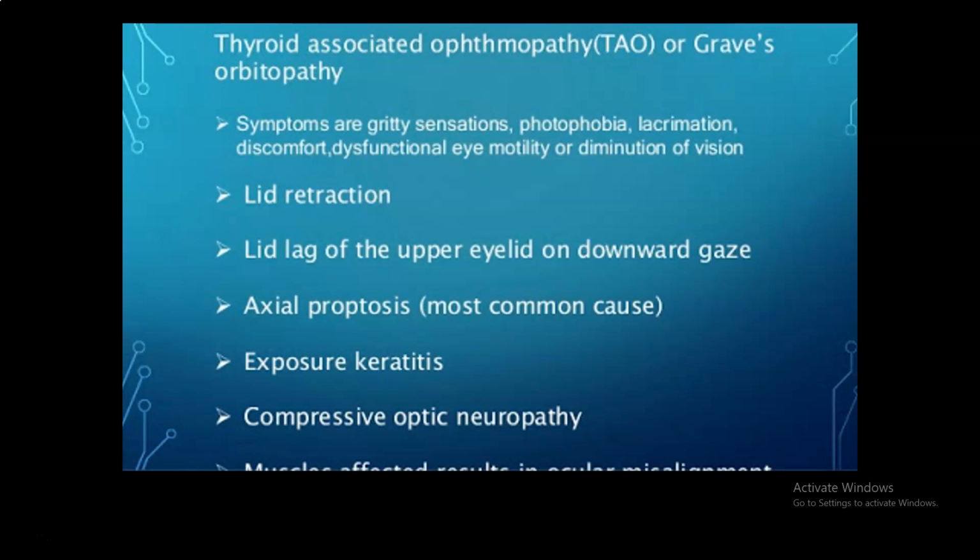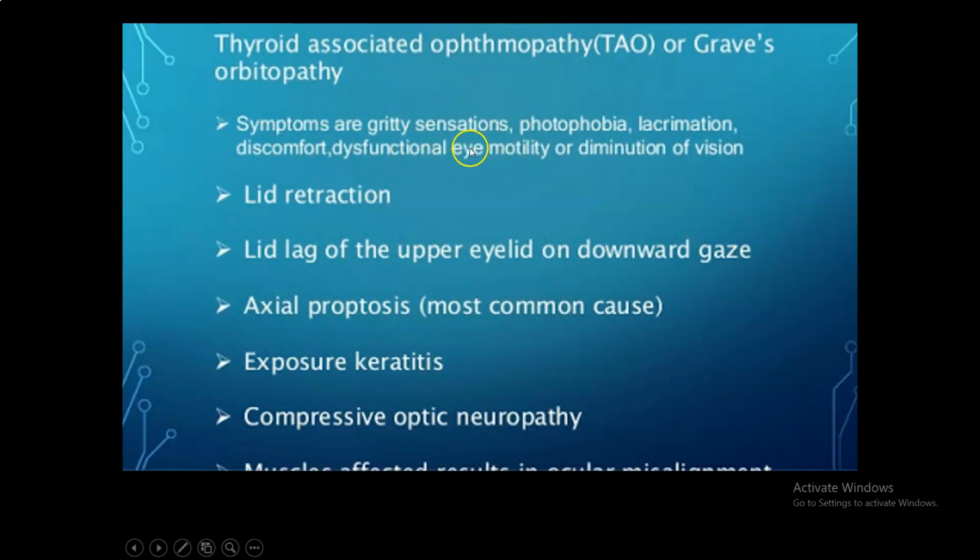Thyroid orbitopathy is an autoimmune disease in association with the thyroid. It could be present in thyrotoxic patients, or it can be present in new thyroid patients. And in these cases, you get gritty sensation, photophobia, lacrimation, discomfort, limited motility of the eye, and this is active motility. The patient cannot move the eye because it is a disease of the muscle.